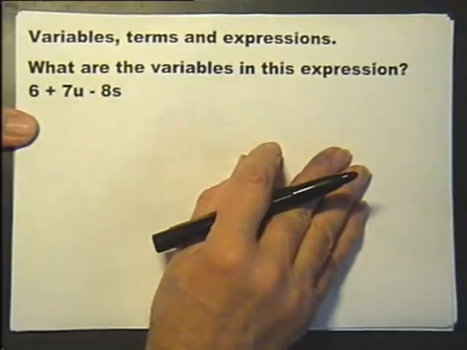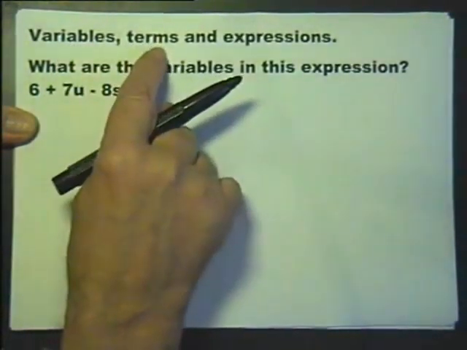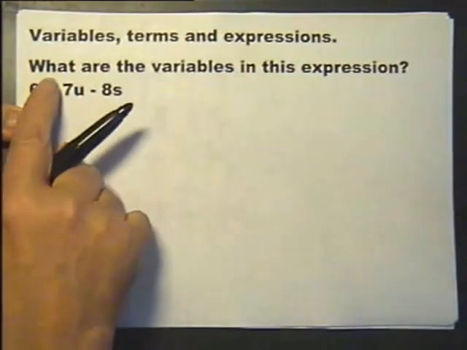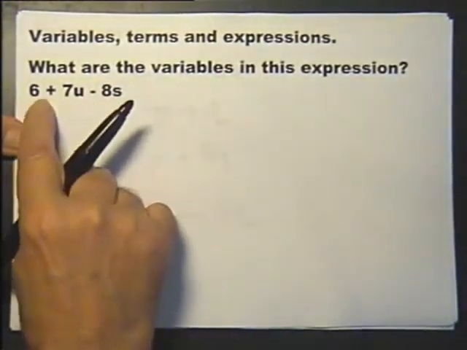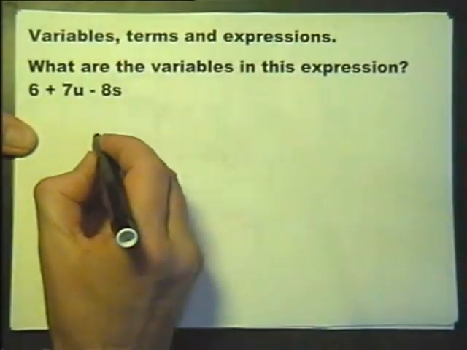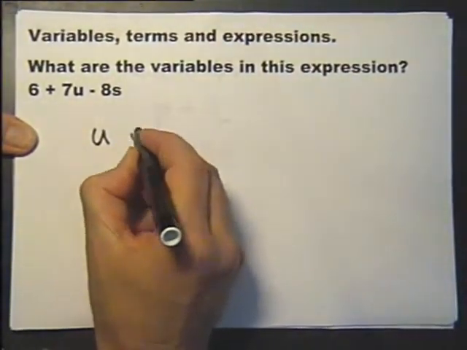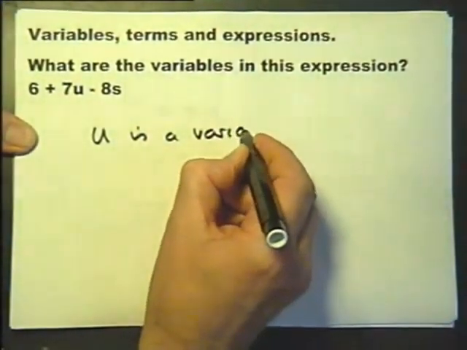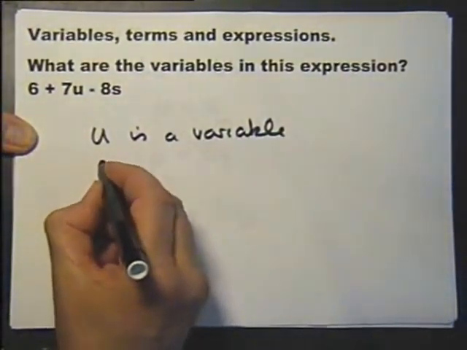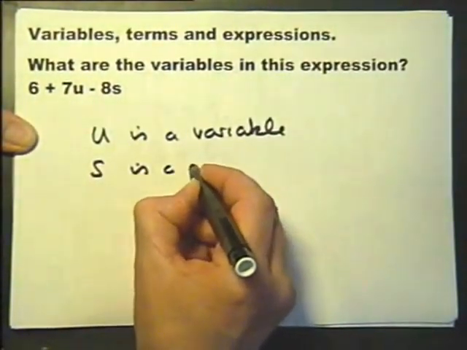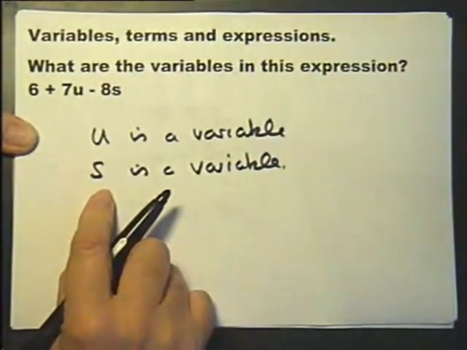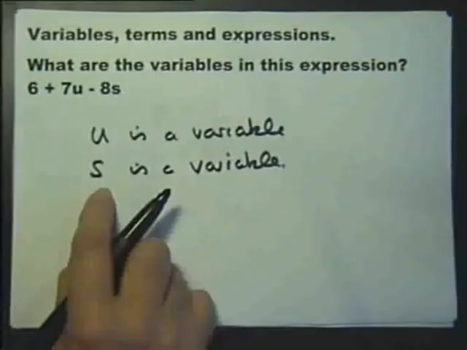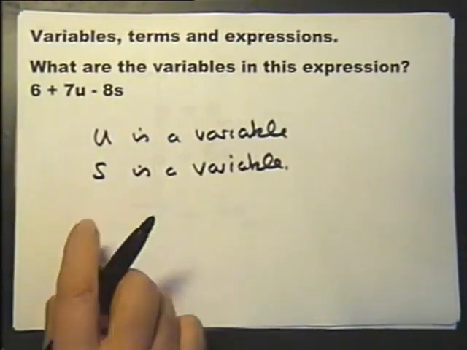So let's revise what we've been talking about. Variables, terms and expressions. What are the variables in this expression? So that's an expression. The letter U is a variable, and the letter S is also a variable, because they can take a number of different values. A variable can take a number of different values.